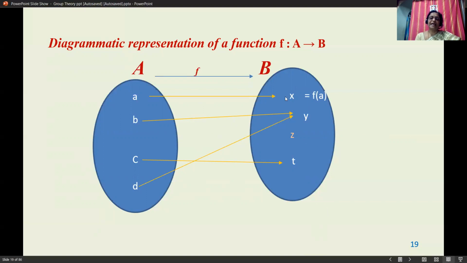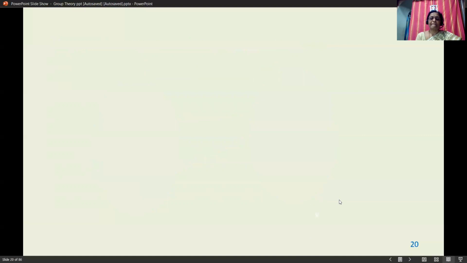Now, as I have already told you, X is nothing but the image of A under F, and Y is the image of B under F. And at the same time, Y is the image of D also. So Y is the image of D under F. And lastly, T is the image of C under F. Next, we have to consider types of functions, and that I will consider in the next period.